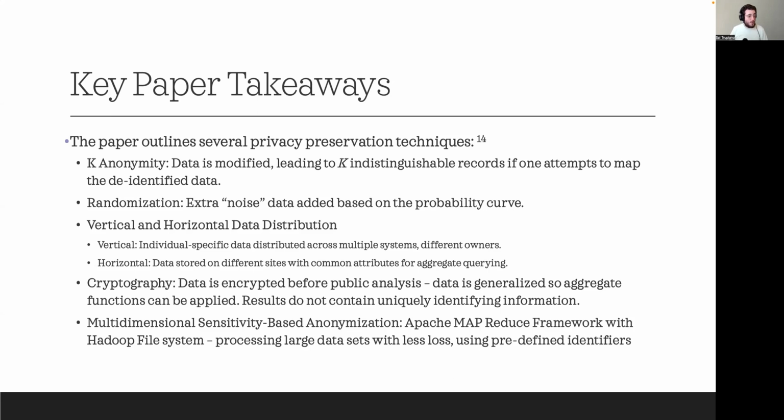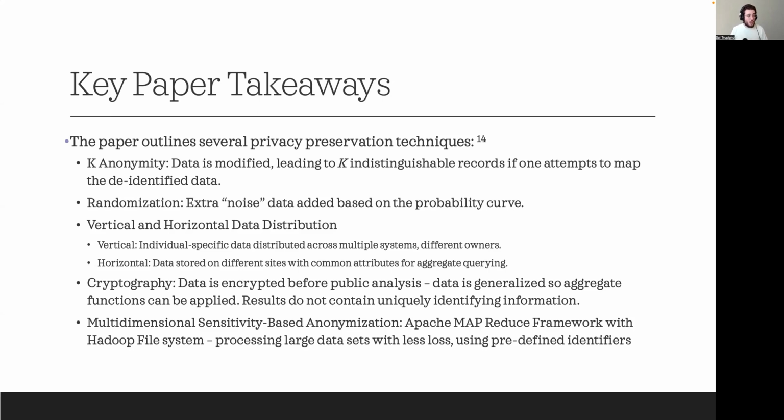In vertical data distribution, individual specific data is distributed across multiple systems by different system owners. An example of that would be if a police officer wanted to obtain data on a felon, they might be able to get their address and phone number through the police department, but they might have to go to a different system to get employment information, prior arrests, and things like that. In horizontal data distribution, data is stored on different sites with common attributes for aggregate querying. For example, a store could distribute sales records for their branches in different physical branches on different databases. And aggregate functions can be used to gather like information between all of those things.